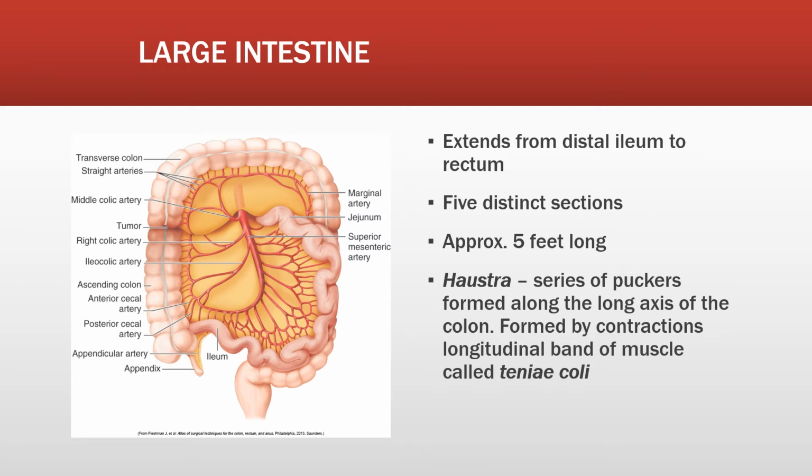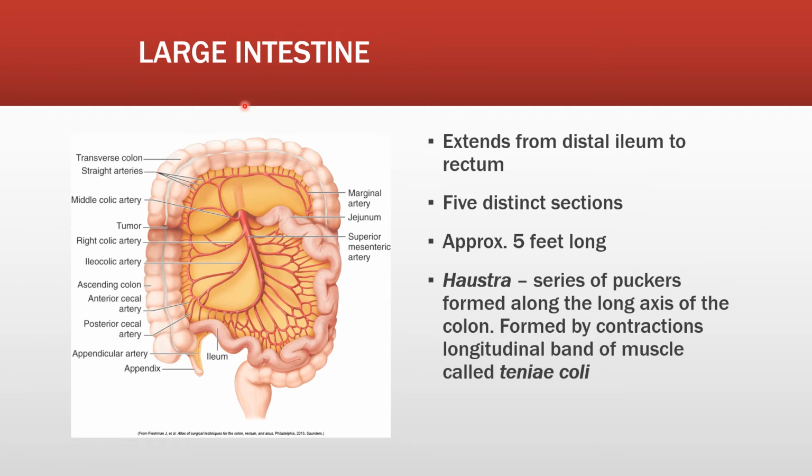Okay, moving on then into the large intestine. This extends from the distal ileum, remember, which was the end part of our small intestine, to the rectum. It does have 5 distinct sections and is approximately 5 feet long itself. One anatomical thing that we want to note is the haustra. These are a series of puckers that are formed along the axis of the colon. And they're formed by contractions of a longitudinal band of muscle that are called the tinea coli.